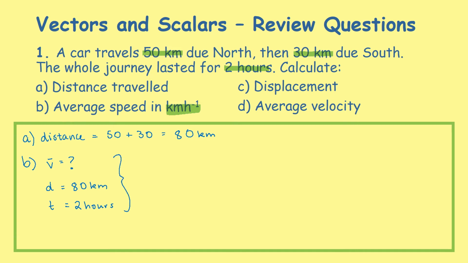Now let's use our equation to work out our final answer. D equals v bar t. So 80 is equal to our average speed multiplied by 2. So our average speed is equal to 80 divided by 2. So we get an average speed of 40. Remember the units, it's kilometers per hour.